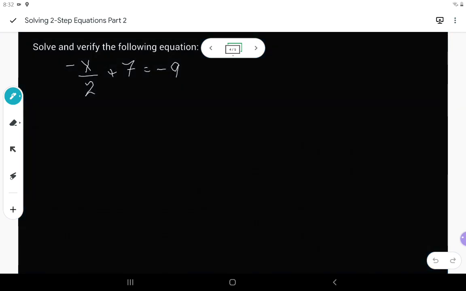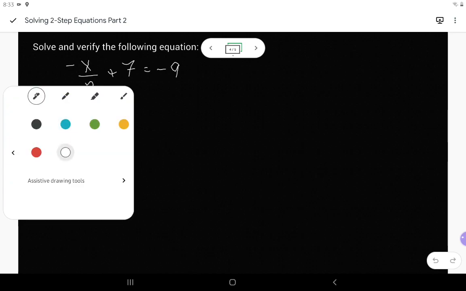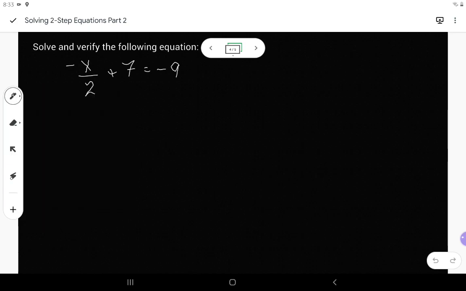Negative x over 2 plus 7 is equal to negative 9. You might remember we talked about this in our Solving One-Step Equations Part 3 video. If I have negative x over 2, that's the same thing as x over negative 2. The negative is allowed to move from the top to the bottom or from the bottom to the top. It's allowed to travel if we want. Generally, we leave it at the front of the fraction in the top with the numerator, so it's the first thing we see. However, it is not incorrect to move it to the bottom.